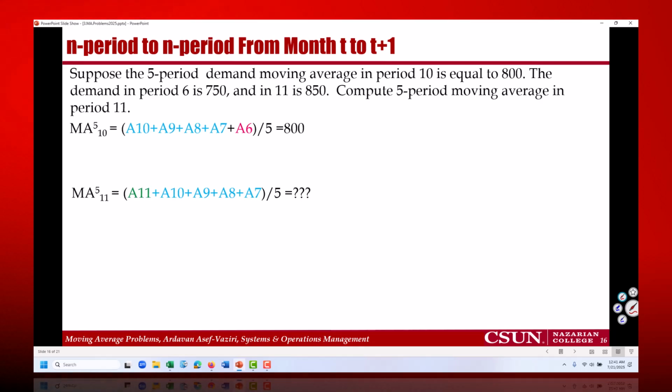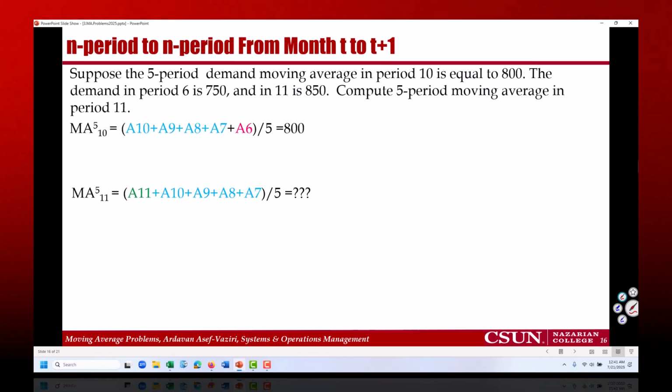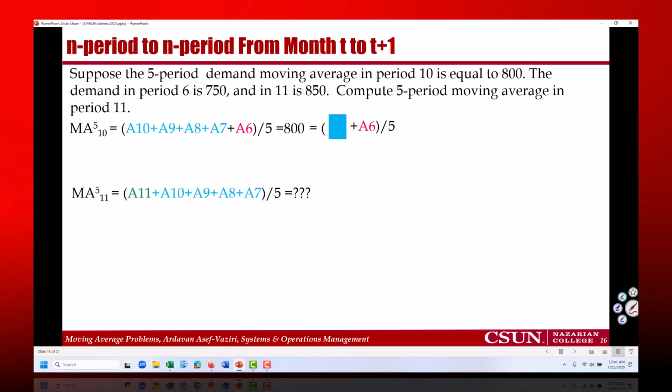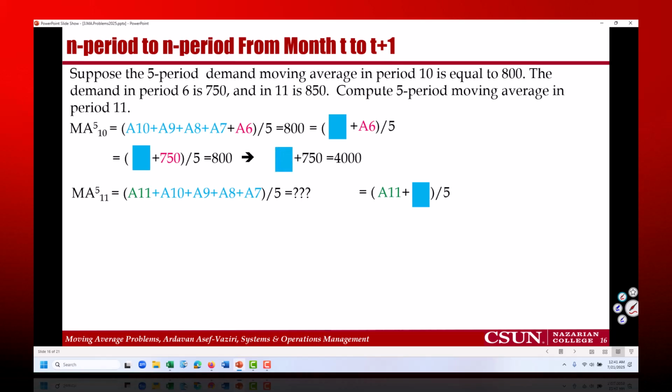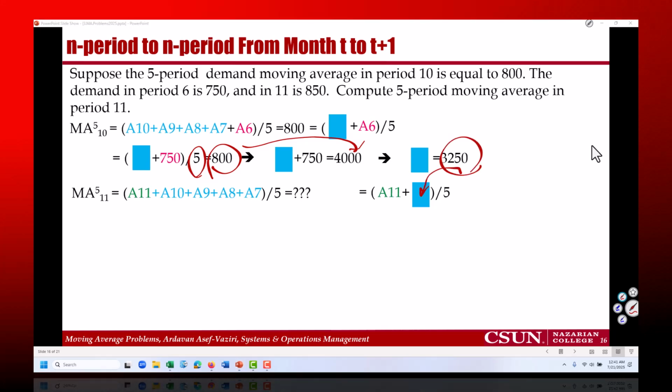It is easy to compute blue in the first expression because blue plus A6 divided by 5 is equal to 800. Blue plus 750 divided by 5 is equal to 800. And therefore, blue plus 750 is equal to 4,000, because we multiply this 5 by this 800, and that becomes 4,000. And then blue is equal to 3,250.